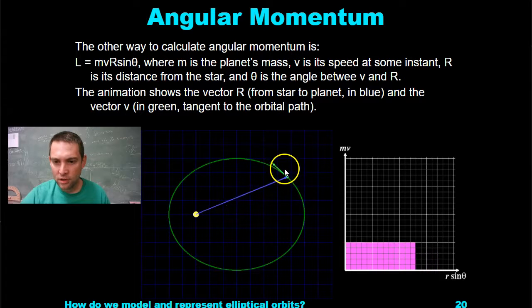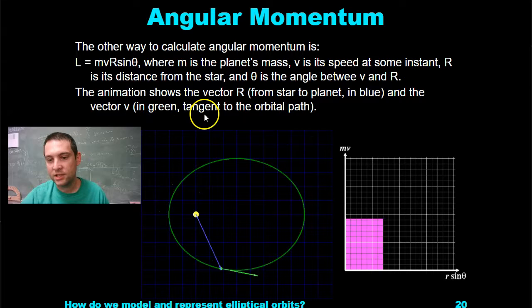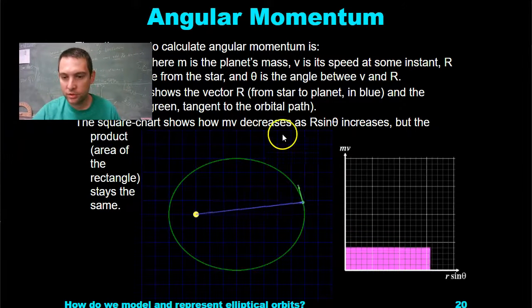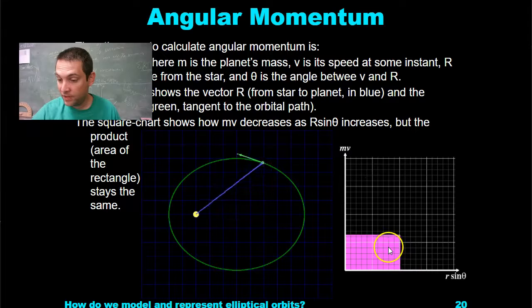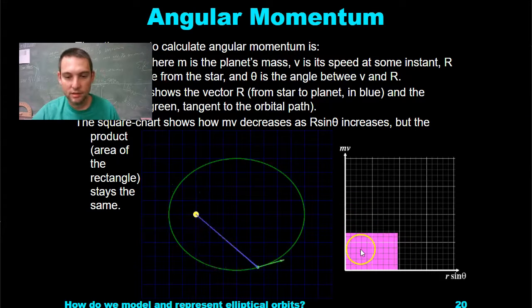The vector r from the star to the planet is in blue, and the vector v in green is tangent to the orbital path. The square chart shows how mv decreases as r sine theta increases, but the product, the area, stays the same.